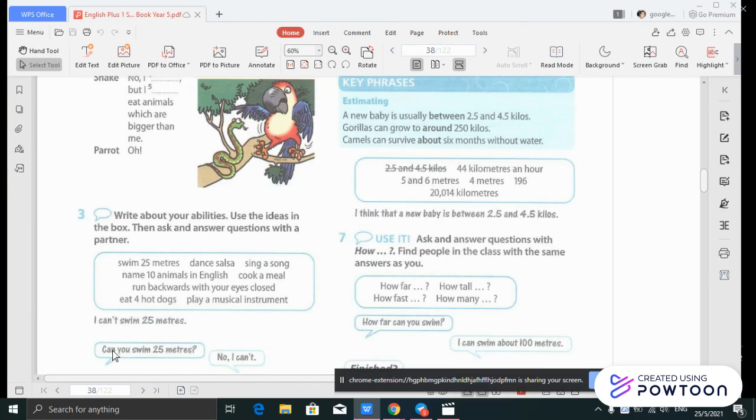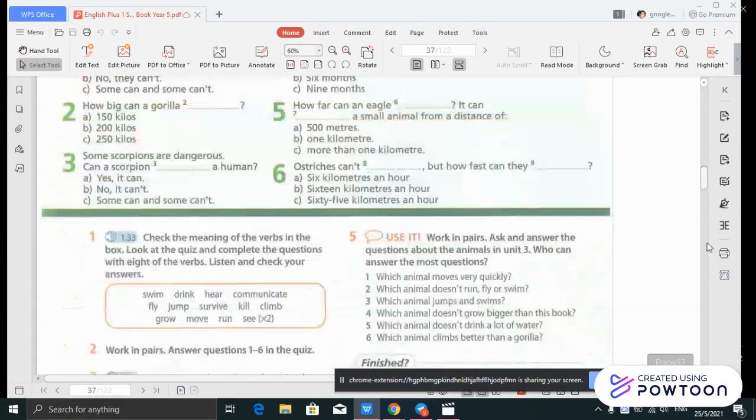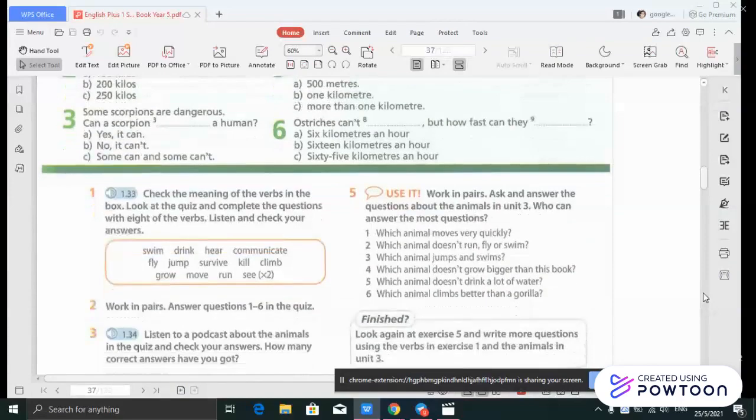And if you can still remember, if you have watched the earlier video, how are you supposed to use can when you're asking questions, interrogative? Can you? Can she? Can they? Can he? Alright? So just remember that when you're asking a question and how you're supposed to give a reply. Alright? It's as simple as it is. It's not that complicated. Alright?